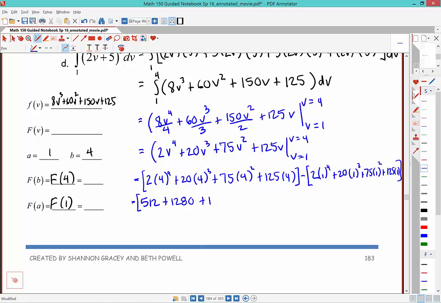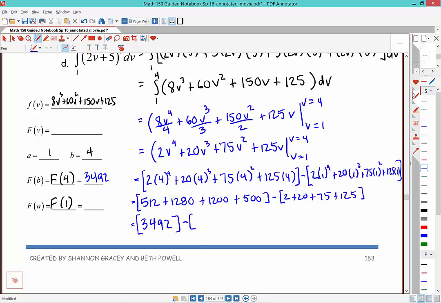Minus 2 plus 20 plus 75 plus 125. So we'll get, let's see, 512 plus 1280 plus 1200. And then plus 500 gives us 3,492. So that is our antiderivative evaluated at 4. And then minus, what's that going to be? 222. So this is 222.